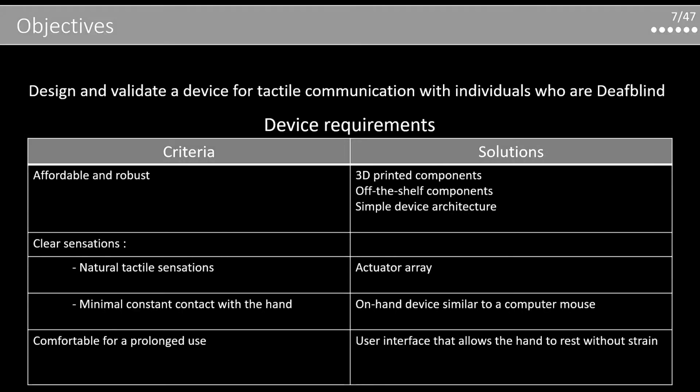To minimize the constant contact with the hand, we could use an on-hand device similar to a computer mouse, so it would reduce the area of contact between the hand and the device. And for prolonged use, the device will have to care about the shape of the hand. So one good way to do that is to mimic the rest position of the hand.